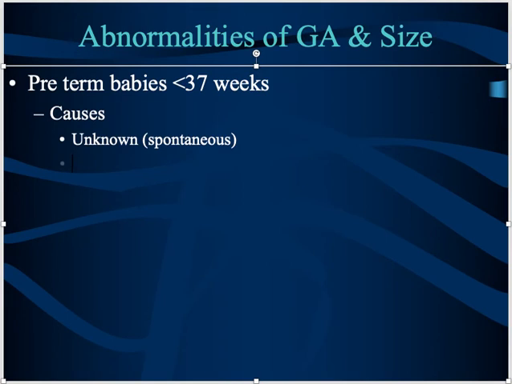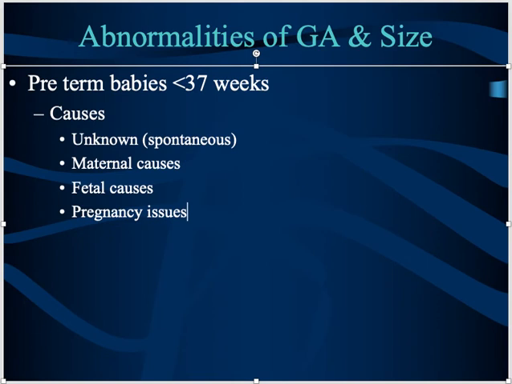But when you can find some causes in the patients, there could be many. We divide them into three major conditions. One is called maternal causes, one can be fetal causes, and one can be pregnancy issues. I'm just making the terms broader, to make you understand what are the things you can consider in the patients.